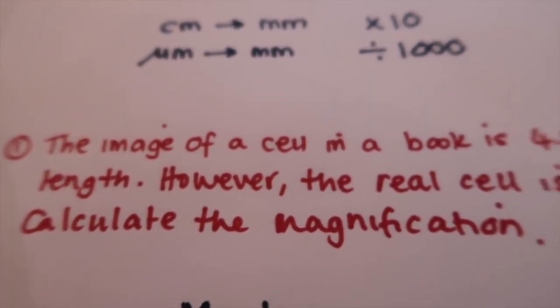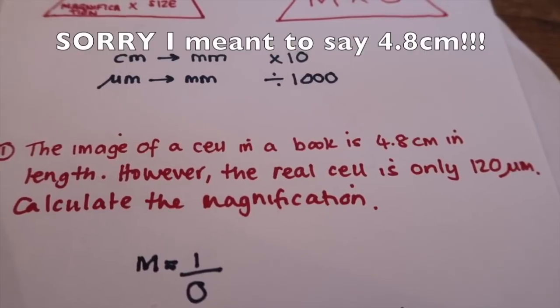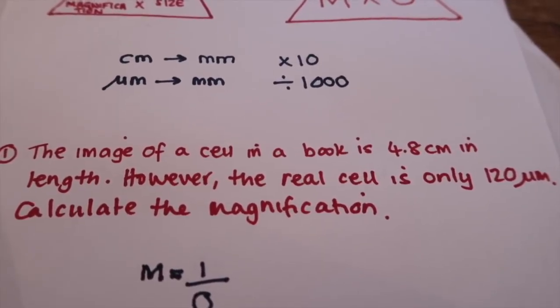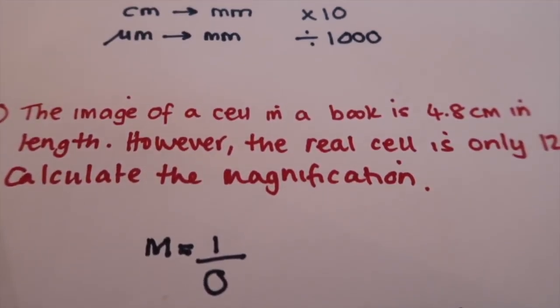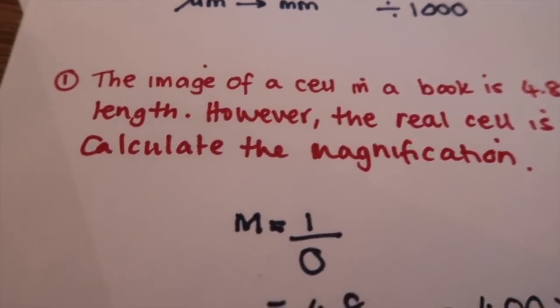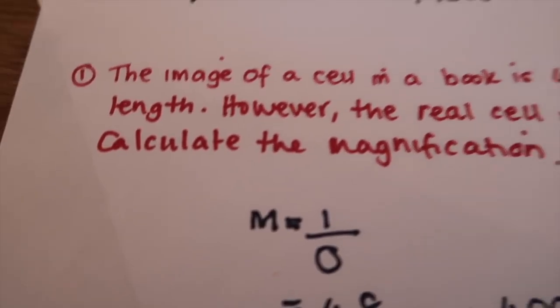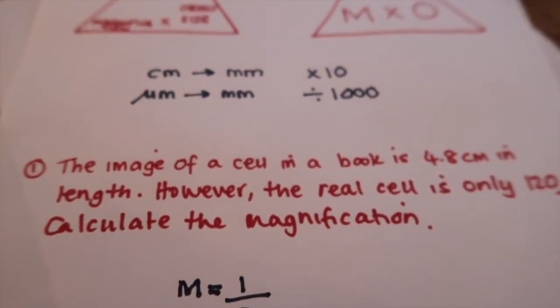So the image of a cell in a book is 4.8 centimeters in length. However, the real cell is only 120 micrometers. Calculate the magnification. So I'm going to use the triangles to tell me that magnification is image divided by object. Then we need to get the image size into millimeters. So I've been told it's 4.8 centimeters.